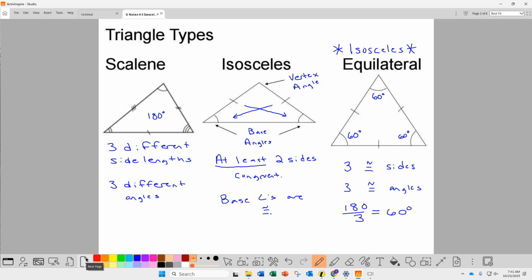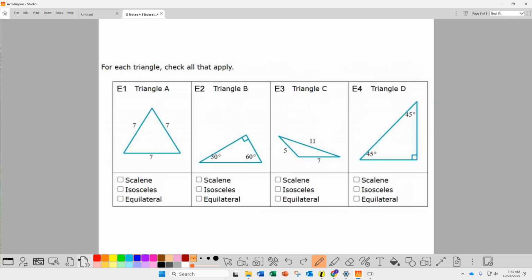Okay guys, so your first, oh wait, anybody still writing? No? Okay. Your first ones are going to look like this. You have to go through and click all that apply to each triangle. This one has all 3 sides the same. If all 3 sides are the same, that makes this an equilateral. But because it's an equilateral, what else do I have to do? Yeah, check isosceles. If it is equilateral, you must also click the isosceles button. If you don't, even though you mark equilateral, it is going to mark it wrong. It's not going to let you get credit for this problem.